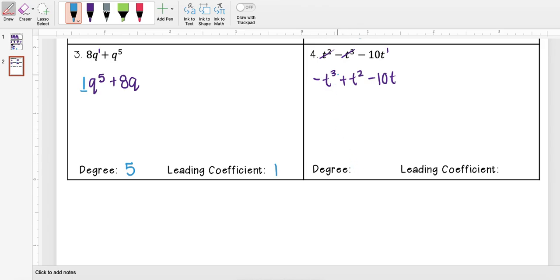So my degree here, my highest exponent, is 3. Leading coefficient, so again, I just have a negative t cubed, so that's really the same thing as -1 right there. So my leading coefficient here is -1.